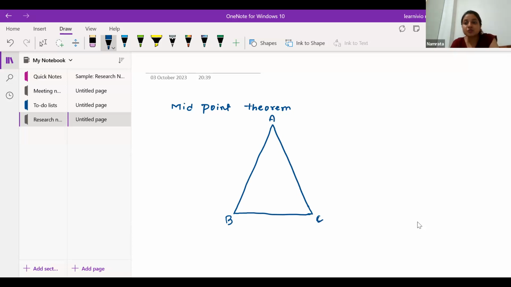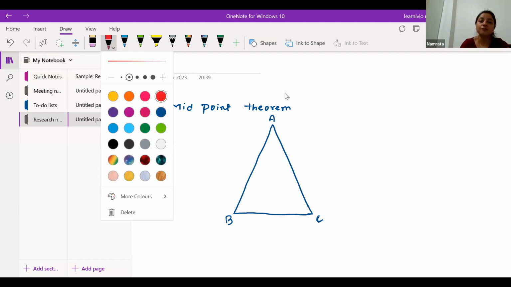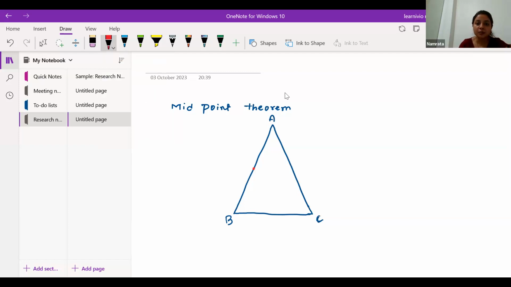if you take the midpoint of any two sides, like suppose you are taking the midpoint from side AB, and from side AC, and you join them, suppose this line is EF, then this EF must be parallel to BC, and the length of EF will be half of the length of BC. It's not only true about this EF only.